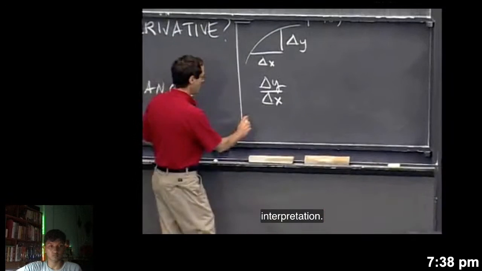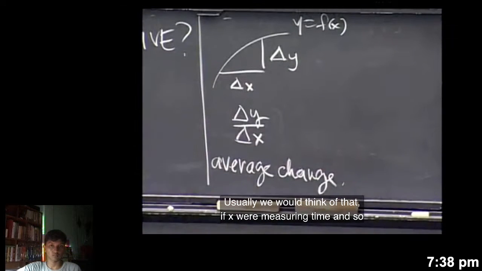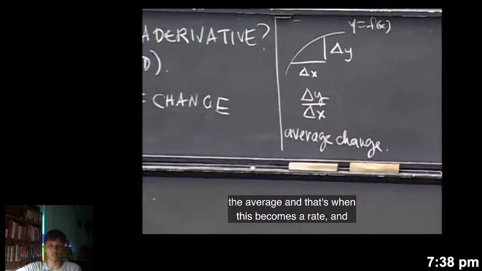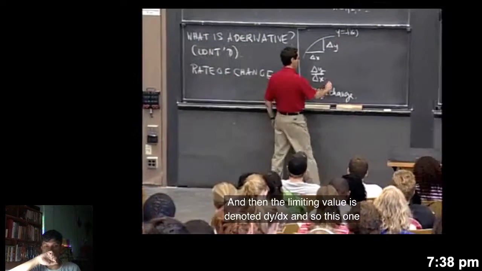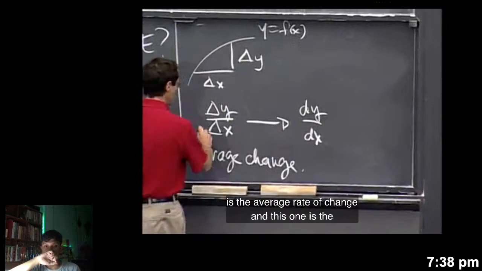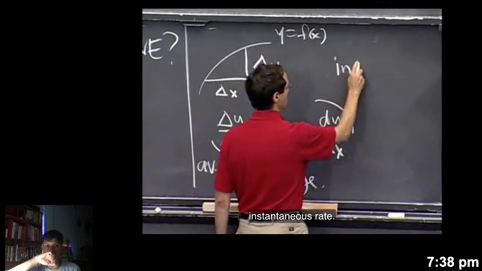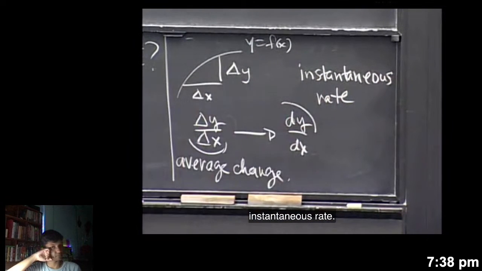This is the average change. And usually we would think of that if x were measuring time, and that's when this becomes a rate. And the average is over the time interval delta x. And then the limiting value is denoted dy/dx. So this one is the average rate of change, and this one is the instantaneous rate. Okay, so that's the point of view that I'd like to discuss now.